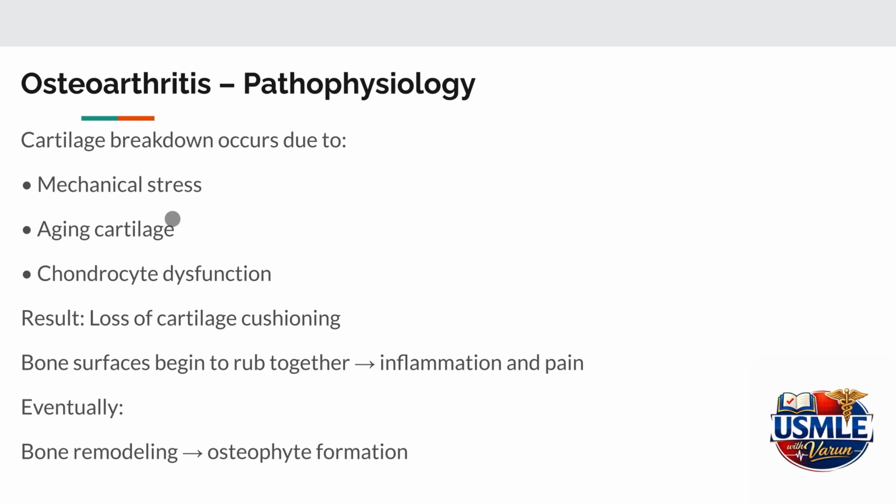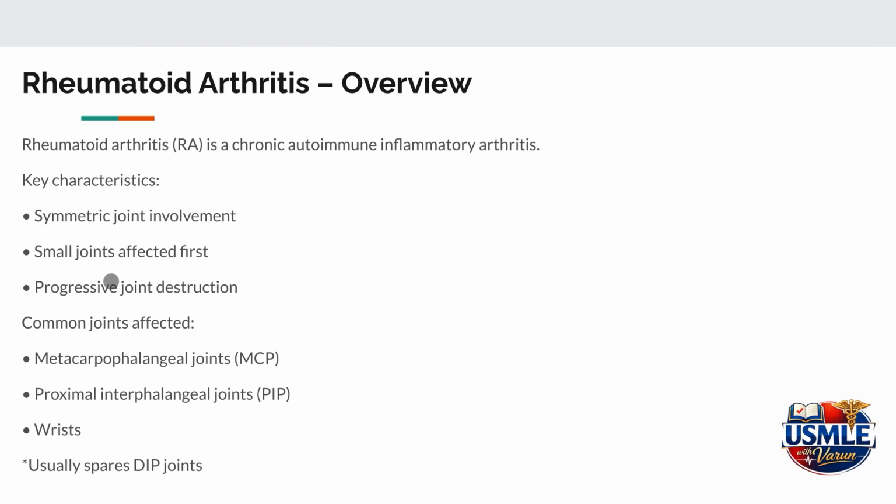The underlying cause of osteoarthritis involves progressive breakdown of articular cartilage. This breakdown can occur due to mechanical stress, aging cartilage, or dysfunction of chondrocytes, which are the cells responsible for maintaining the cartilage. As cartilage deteriorates, the cushioning between the bones is lost. This causes the bone surfaces to rub against each other, which leads to inflammation and pain. Over time, the bone responds by remodeling itself and forming osteophytes, also known as bone spurs.